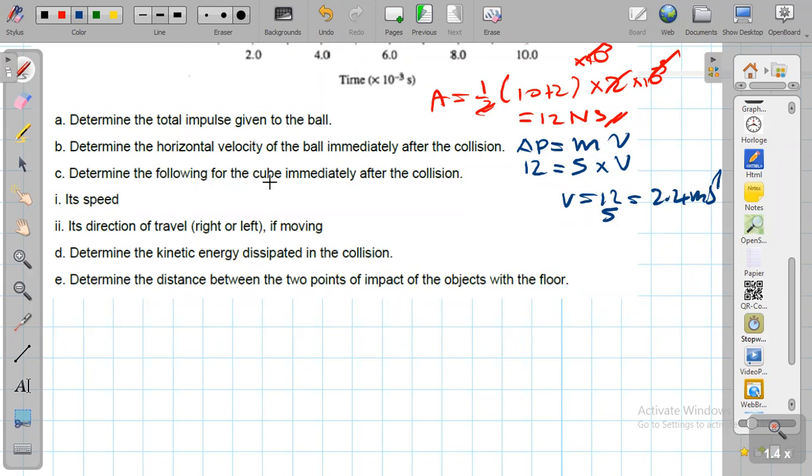Determine the following for the cube immediately after the collision. It's the speed, right? So we can find out using this way. So what is it going to be here? M is 0.5 multiplied by 26.